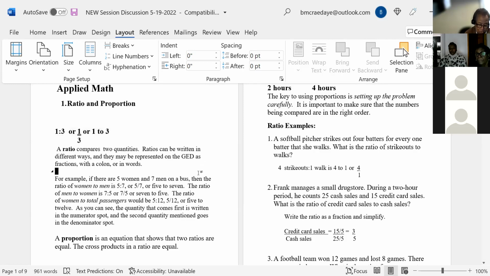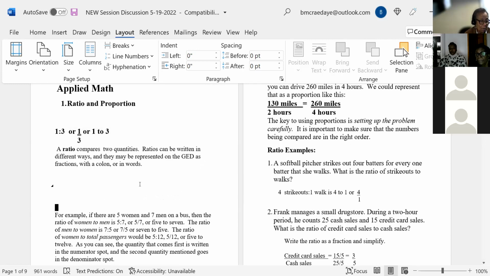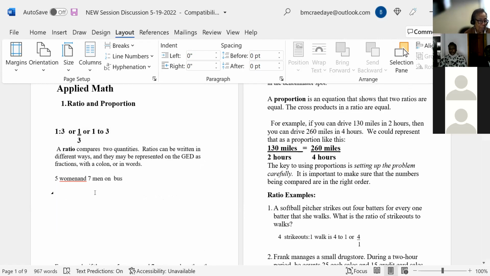Let's just do this. You have 5 women and 7 men on a bus, and I want you to tell me the ratio. Michelle, what's the ratio of women to men? 5/7. That's right, very good. So you can write it as 5/7, 5:7, or 5 to 7.